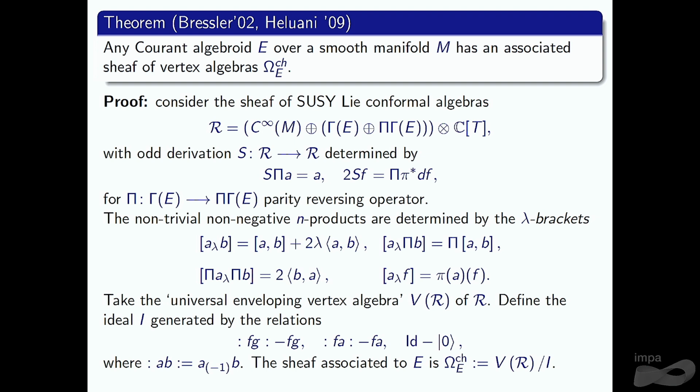Okay, then after this construction, one takes the universal enveloping vertex algebra by the theorem by Heluani and Cox, and then you actually get the associated sheaf. And actually, what happens is that when I have an algebraic manifold, you can do this also in the algebraic category. When I have an algebraic manifold and I take E to be the tangent plus the cotangent bundle, then what you get is this chiral de Rham complex of Malikov, Schechtman, and Vaintrob.